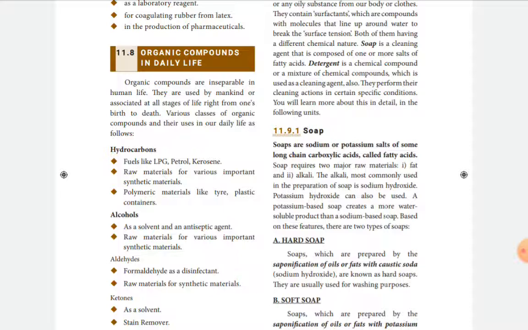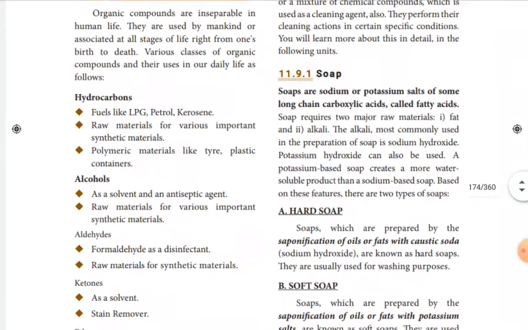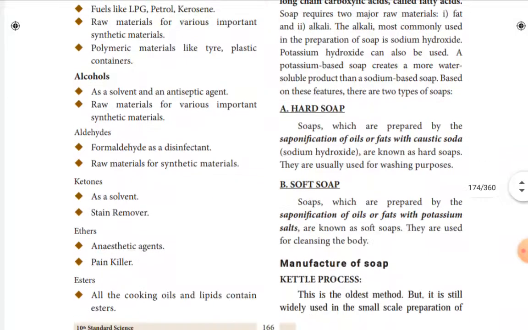Soaps which are prepared by the saponification of oil or fat with caustic soda. Caustic soda means sodium hydroxide. When sodium hydroxide is used, that type of soap is used for washing purposes. At the same time, soaps which contain potassium hydroxide, that is, potassium salts, are used for cleansing the body or bathing purposes.